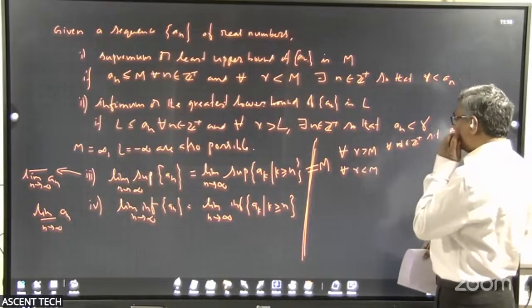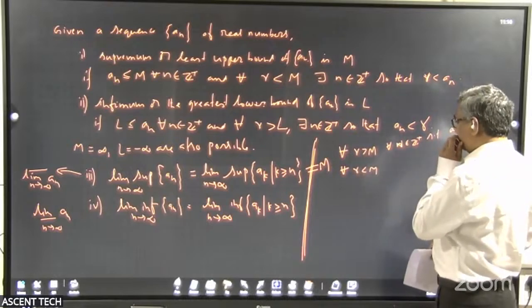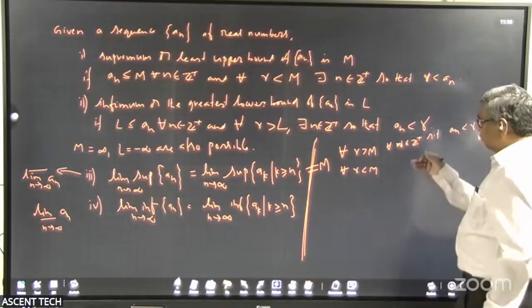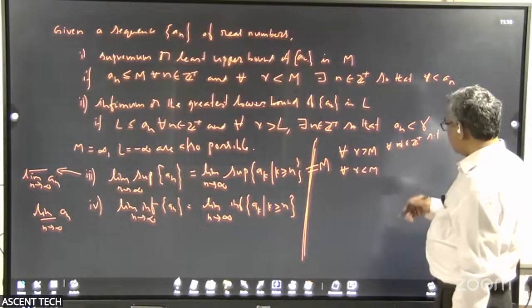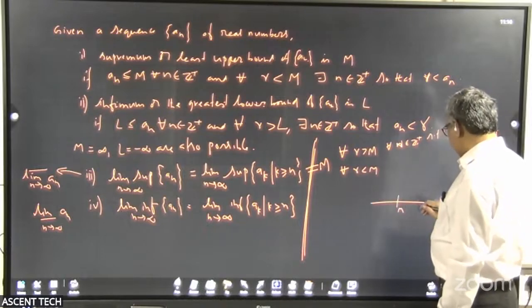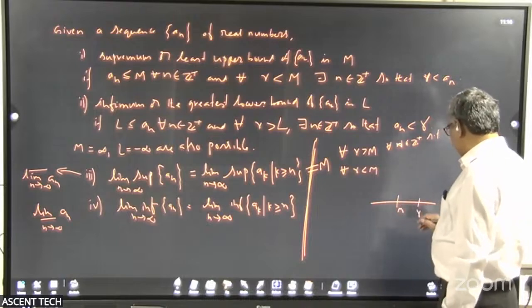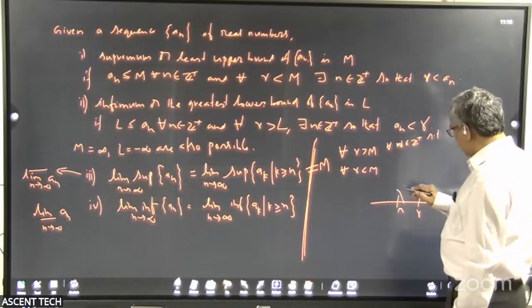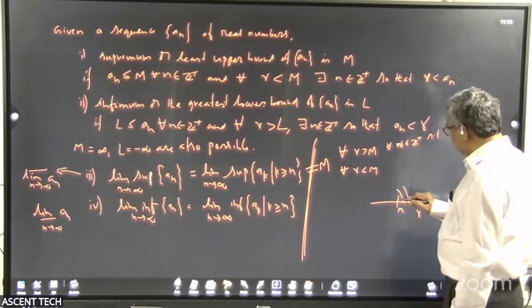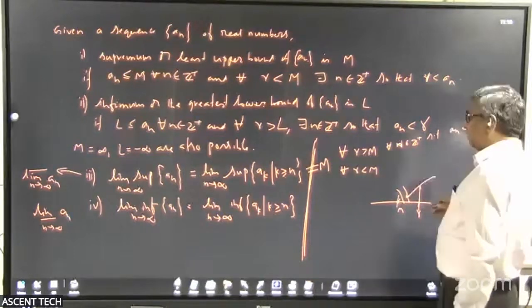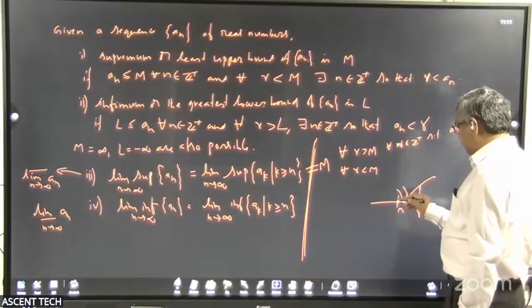Remember, they may cross this M also. This can cross M. There are some of them that can cross this M. Many things cross, but eventually the limit will be this. The limit of this is less than gamma, but I could say that everything is less than M, something more than M.